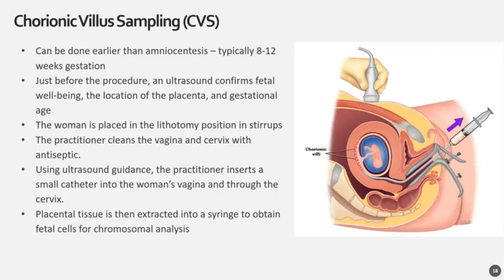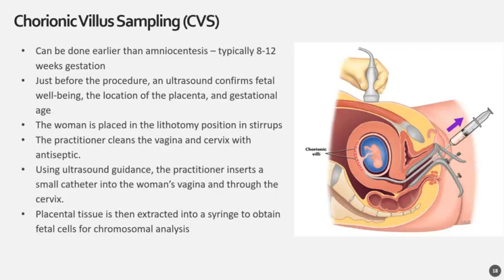So another test that can be done is the chorionic villus sampling, or CVS. It's a newer procedure that can provide chromosomal studies for fetal cells, similar to an amniocentesis. Indications for CVS are the same as it is for amniocentesis. It can be done earlier in the pregnancy than amniocentesis can, which allows decisions about elective abortions to be made sooner in the pregnancy. It's typically performed around the 8 to 12 weeks of gestation.